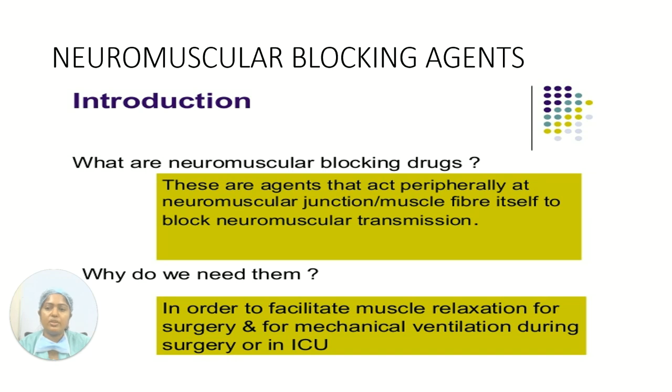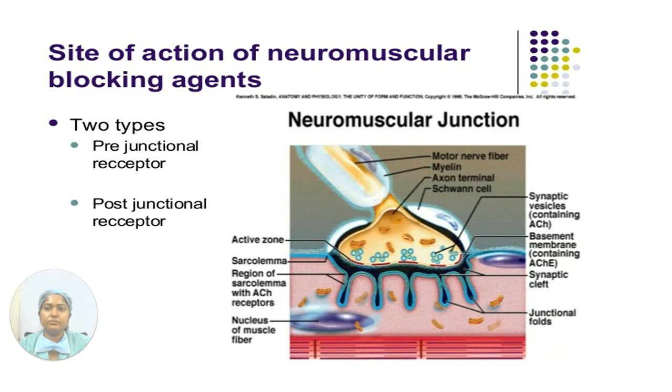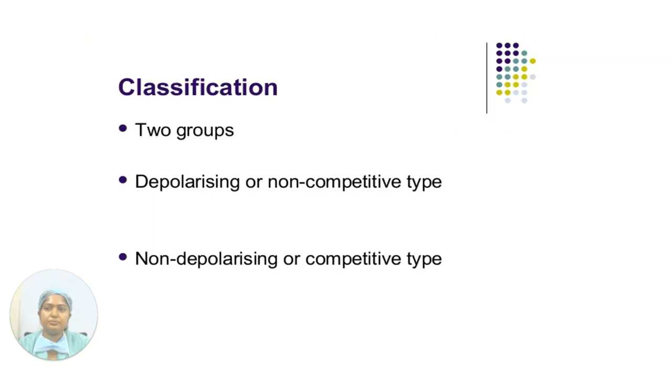in the ICU. Coming to the site of action of the neuromuscular blocking agents, they can be divided into two types: the drugs that act on the pre-junctional receptors and the drugs that act on the post-junctional receptors. As for classification, they can be classified into two groups: depolarizing or the non-competitive type and non-depolarizing or the competitive type.